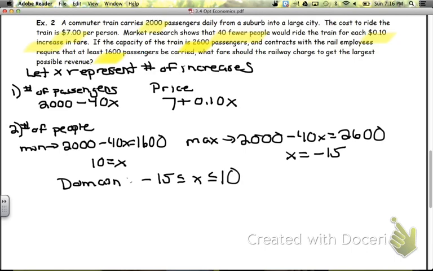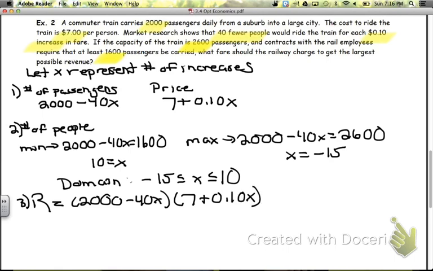Third part, we want to talk about what our revenue is. And our revenue is just going to be the number of passengers times our price. So it's going to be 2,000 minus 40x times our 7 plus 0.10x. Now we can expand and simplify this, so we get R is equal to negative 4x squared minus 80x plus 14,000.